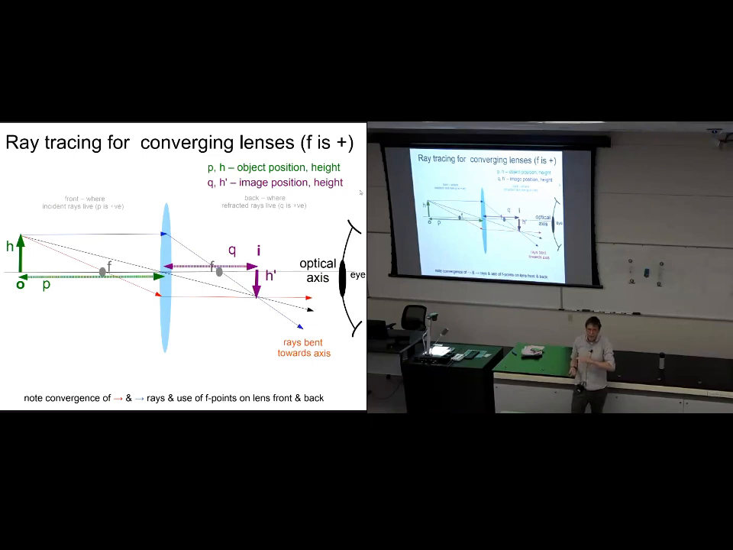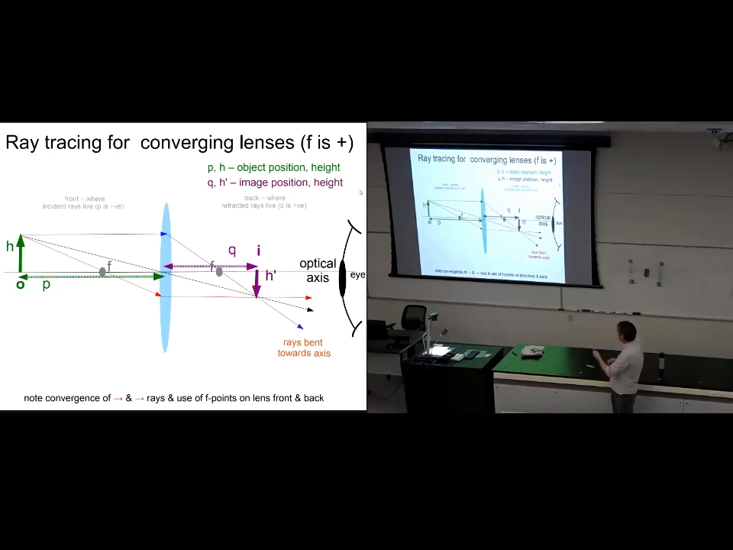One of them heads in parallel to the optical axis and then emerges through the focal point, which corresponds to it being converged towards the optical axis. The other one heads into the lens through the focal point and then gets converged by heading out parallel to the optical axis. So the blue one is parallel in and through the focal point on the way out, and the red one is through the focal point on the way in and parallel on the way out. So they're the reverses of one another.